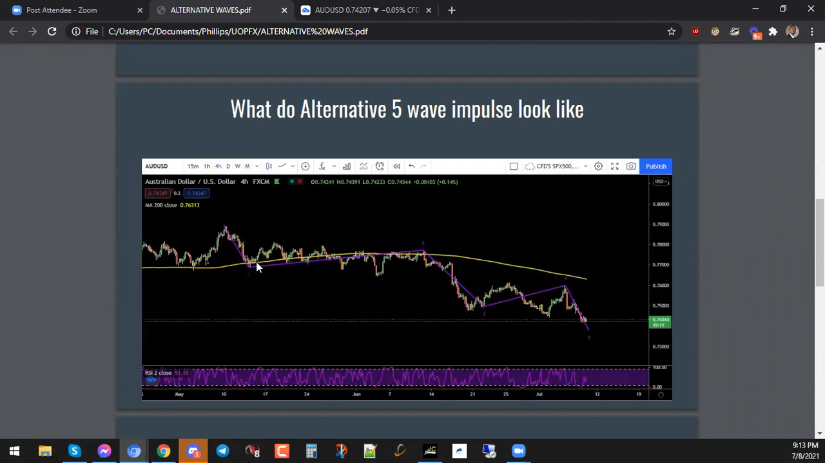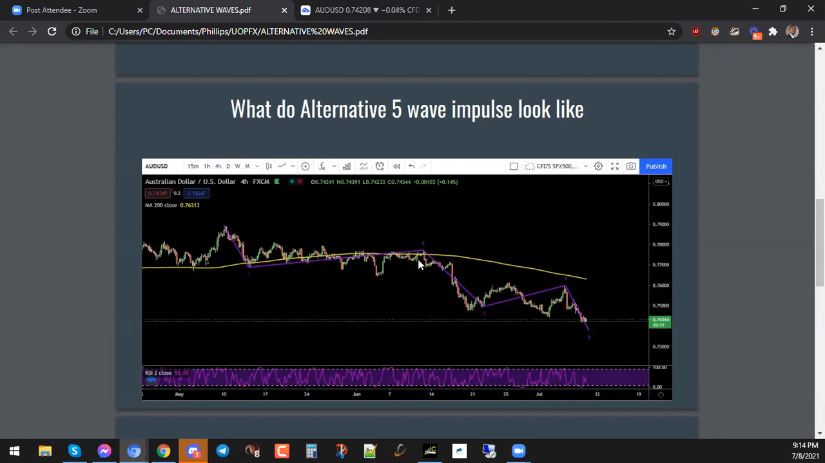So you have wave 1 here, and then you have your wave 2. Look at this wave 2, all right? This wave 2 looks complex. See how many waves we have inside here? It is very complex and it's very extended. Okay, so we have a very complex wave 2.